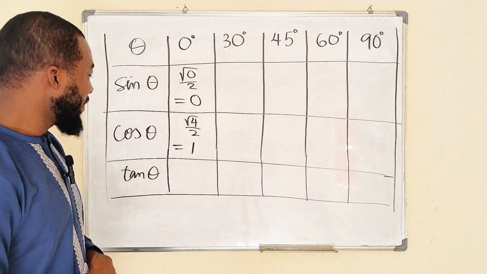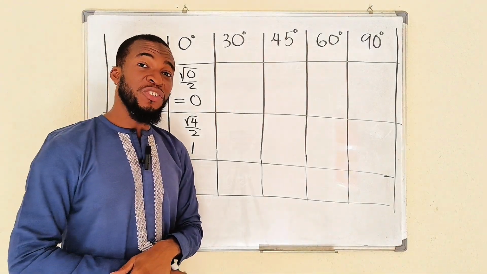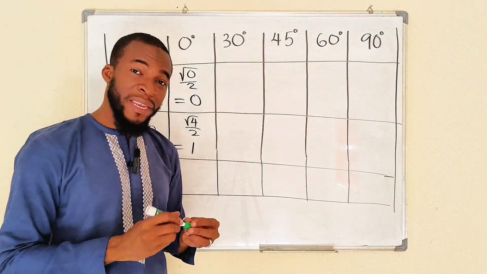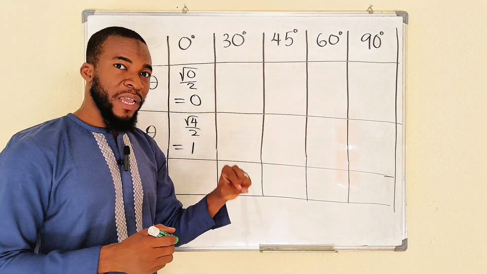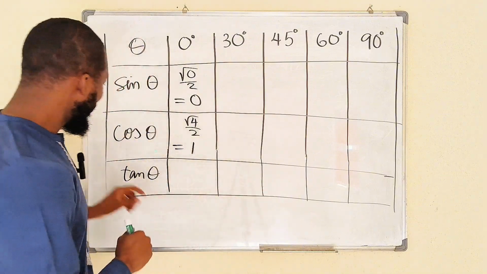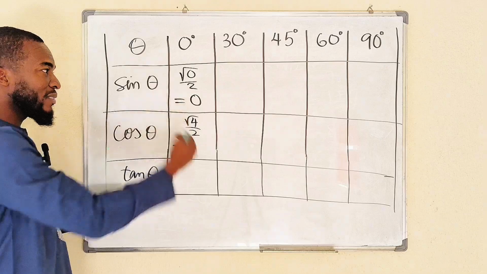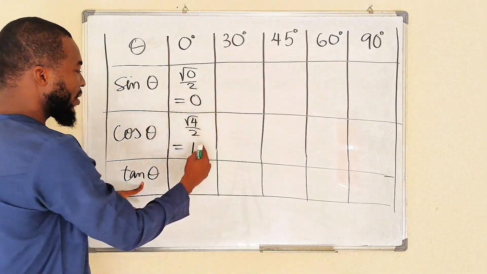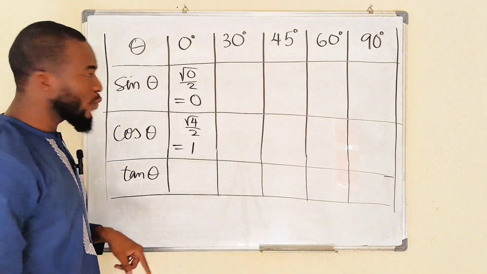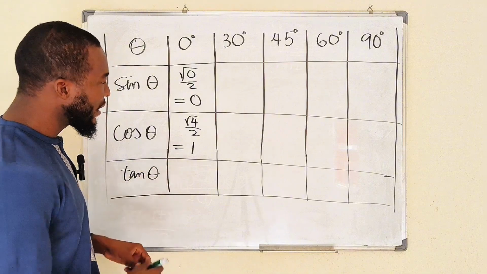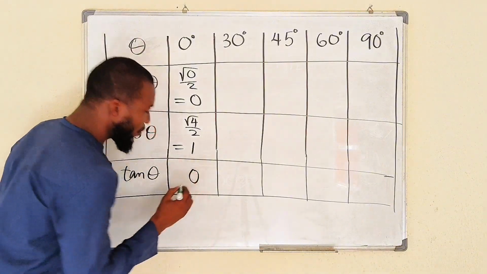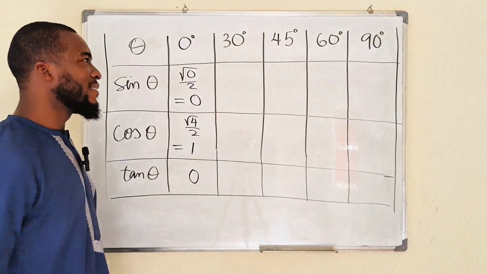So what about tangent? Remember that tangent is just the ratio of sine and cosine, meaning sine divided by cosine will always give us tangent. So therefore, tangent of 0 will be sine of 0 divided by cosine of 0. Sine of 0 is 0. Cosine of 0 is 1. Therefore, 0 divided by 1 is 0. So we are done with 0 degrees.